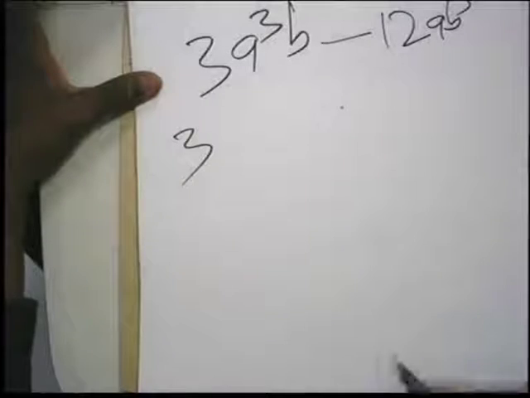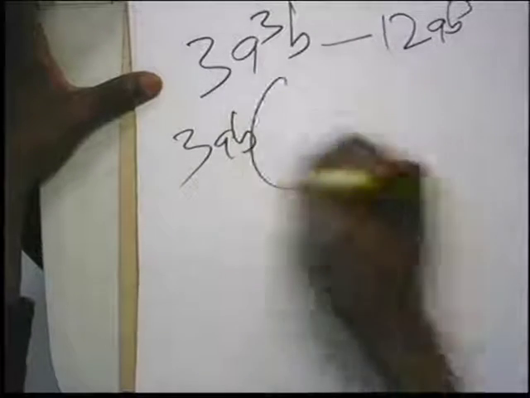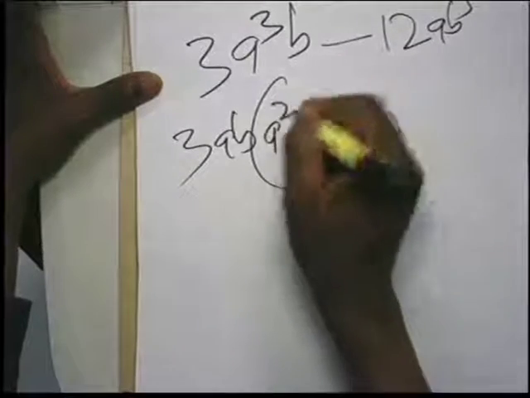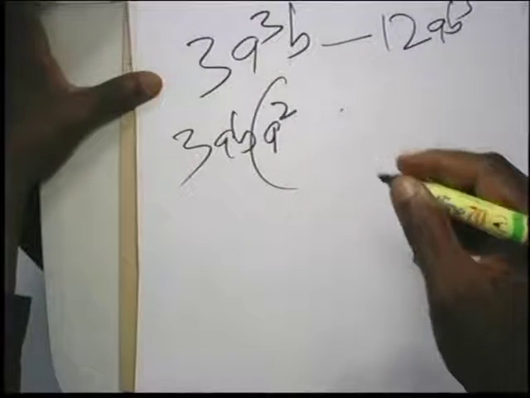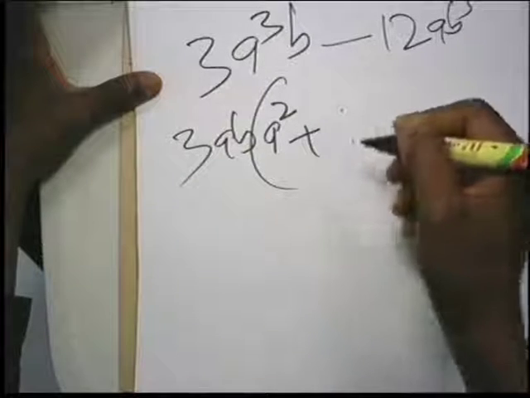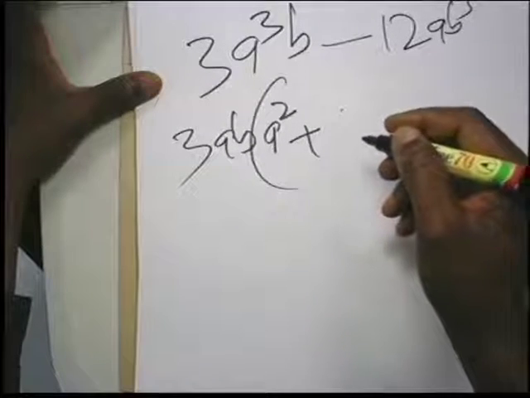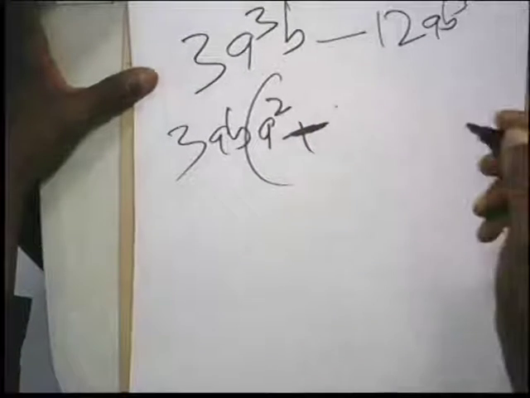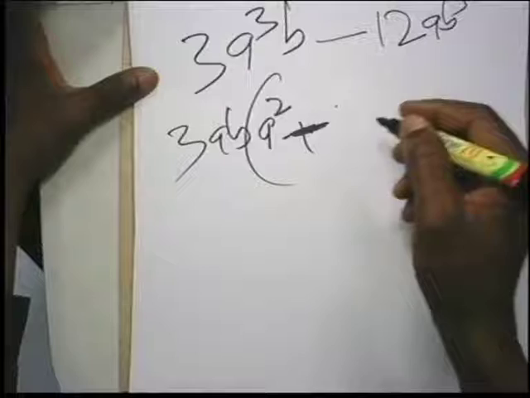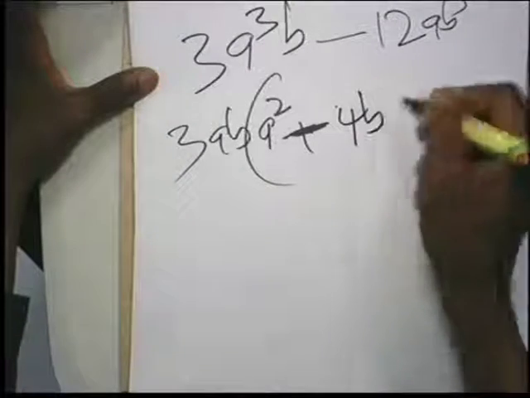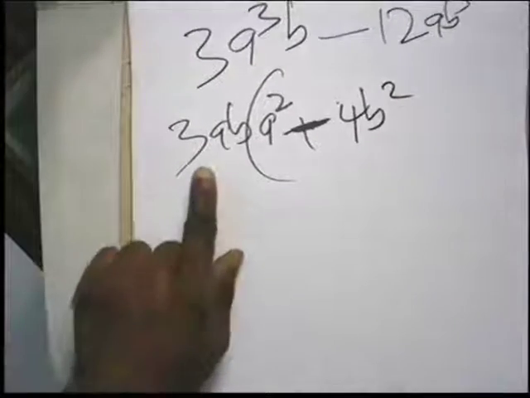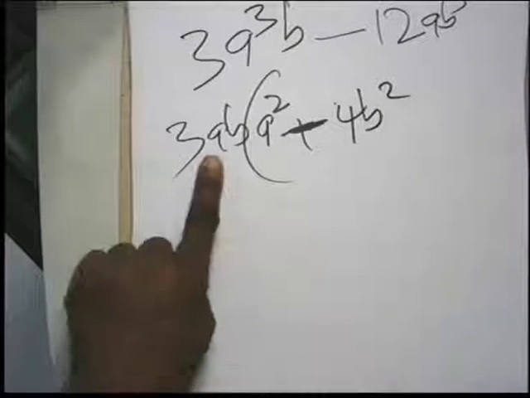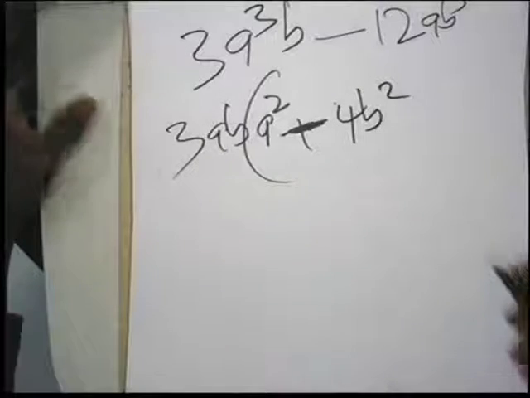3, that will be 3ab. Yeah, 3ab will be a squared, because one will be out, a squared plus, okay, let's say a squared minus 4b squared. Because we have taken 1a here, supposed to be 1 here supposed to be 4ab.